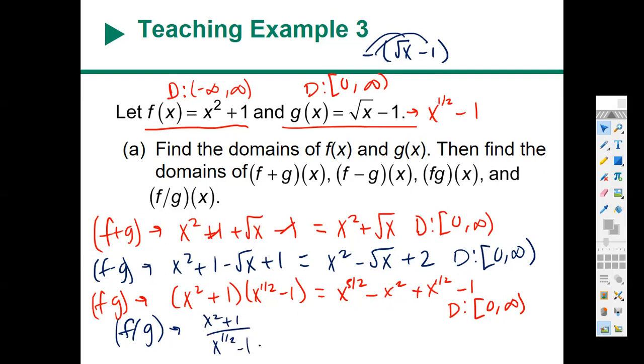So what can the denominator not be? 0, right? Your denominator cannot equal 0. What would x have to be in order for this to equal 0? 1. The square root of 1 is 1, and 1 minus 1 makes 0. So your domain is all real numbers, but x cannot equal 1. Your denominator can't equal 0.